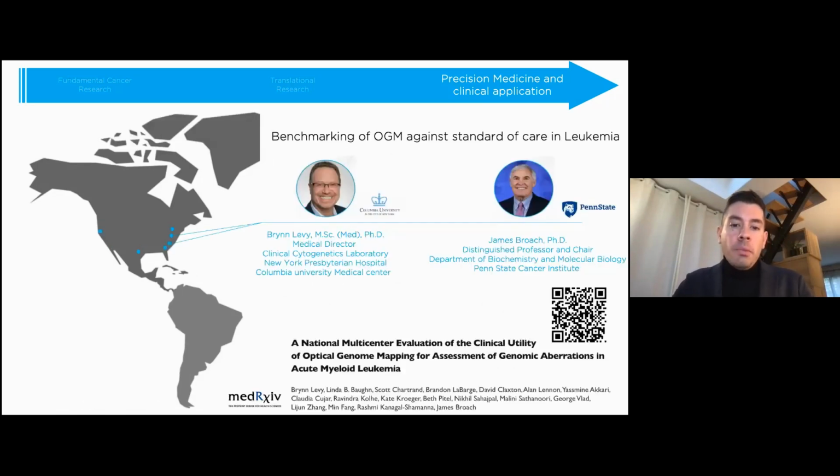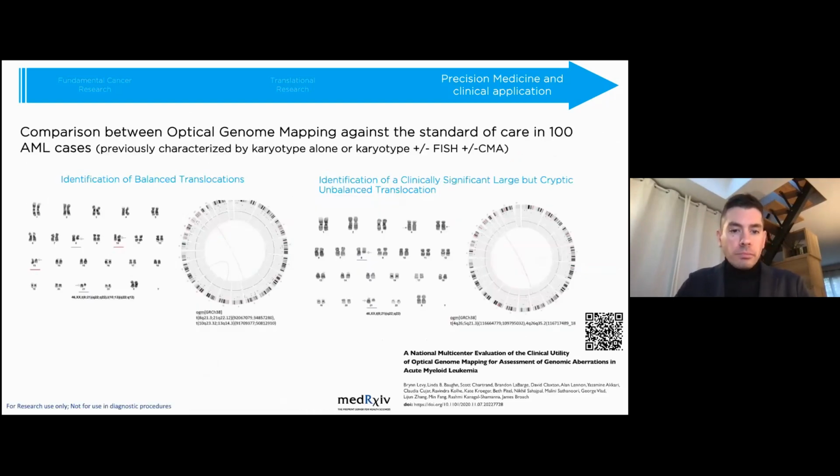The first study is a multicentric study led by Bryn Levy from Columbia University and James Broach from Penn State University. It is a landmark study where optical mapping was compared against the standard of care in 100 AML cases previously characterized by karyotyping, FISH, and chromosomal microarray. And not only did Bionano identify all the clinically relevant variants, SVs and CNVs, reported by this standard of care, but it also identified additional variants in 11% of the cases that had been missed by the routine methods.